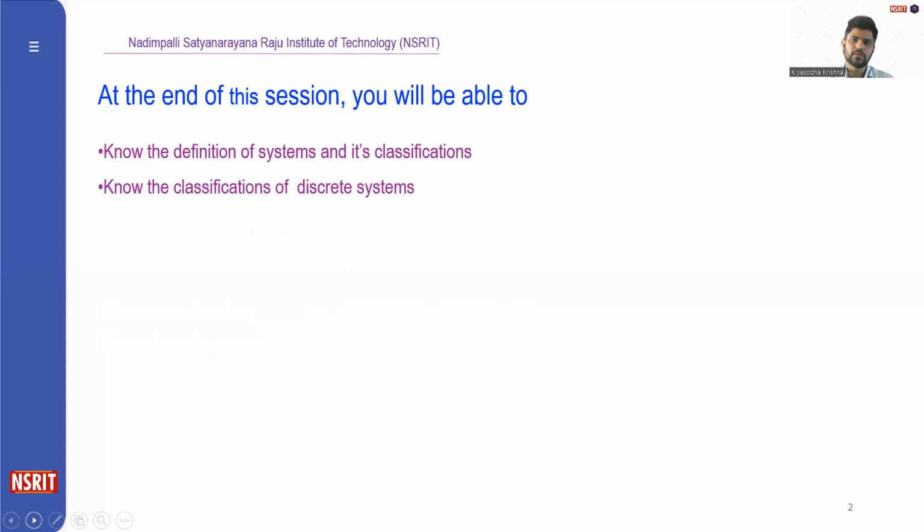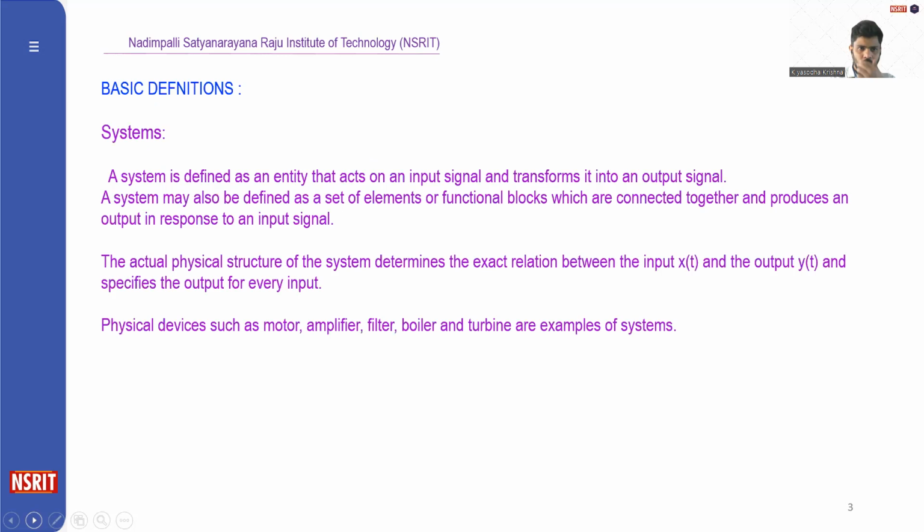We already learned continuous signals in our signals and systems course. So first and foremost, the definition of the system. A system is defined as an entity that acts on an input signal and transforms it into an output signal. Means first and foremost, you have to give in a signal. That signal will be transformed to another signal. So with that definition, we can say that a system is nothing but a conversion of signals.